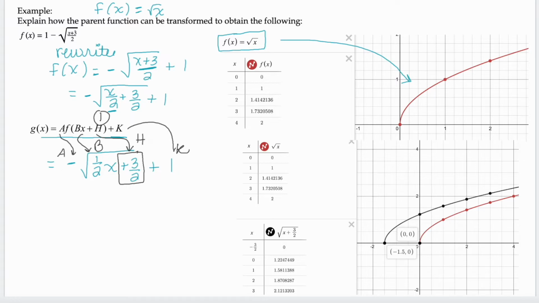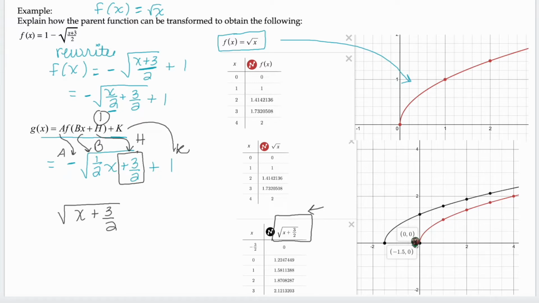So from my parent function, I'm going to shift my graph left 3 halves of a unit. I'm just going to focus on this part here, x plus 3 halves, as we build the transformation on the right-hand side. Notice in my graph here, I'm going to shift the graph 3 halves units left. So this is affecting my x value.